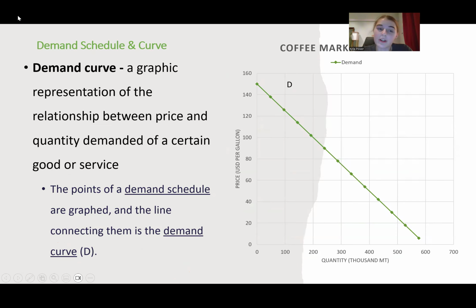Again, you get your demand curve. It looks a little bit something like this if you have nicer points. A demand curve is our graphic representation of a relationship between price and quantity demanded for whatever the good or service is. So again, we have price on our y-axis, and the quantity demanded of that good or service is going to be on our x-axis. And we have that negative, inverse relationship between the two, and that gives us our downward slope.